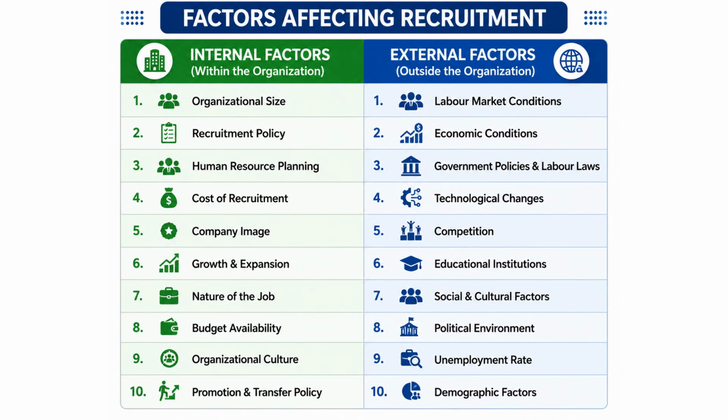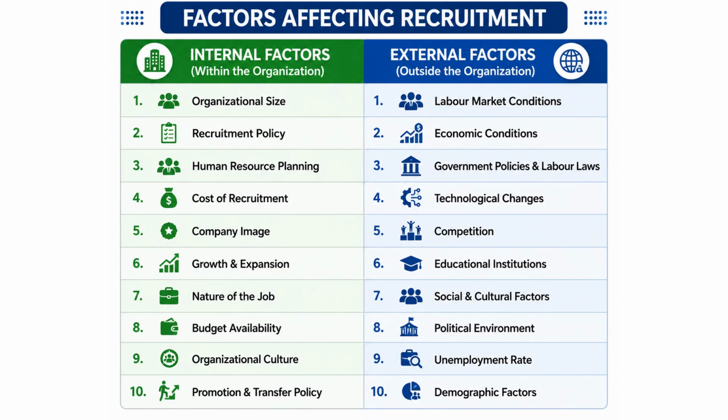Next one is third, that is government policies and labor laws. Organizations must follow labor laws while recruiting employees. These laws ensure fair recruitment process. For example, company must follow minimum wages law, reservation policies, and equal employment opportunities.